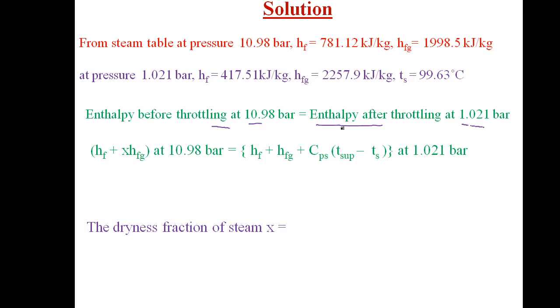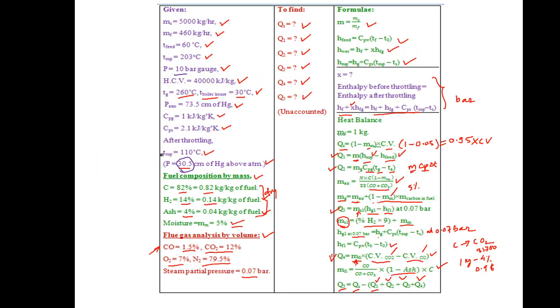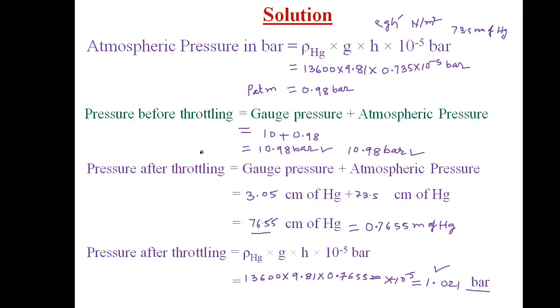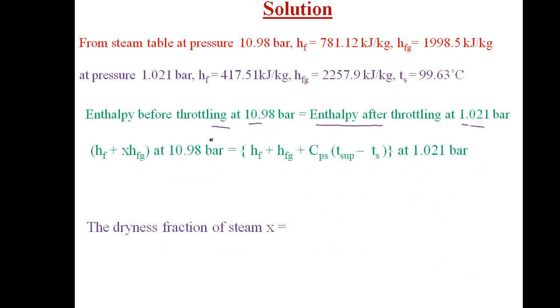Here it is already specified in this problem that the temperature of steam is 110 degrees Celsius. That means the steam becomes superheated after throttling. So to find the dryness fraction, for the enthalpy before throttling, it is assumed that the steam is wet. Before throttling the steam is wet, and after throttling the steam is superheated.